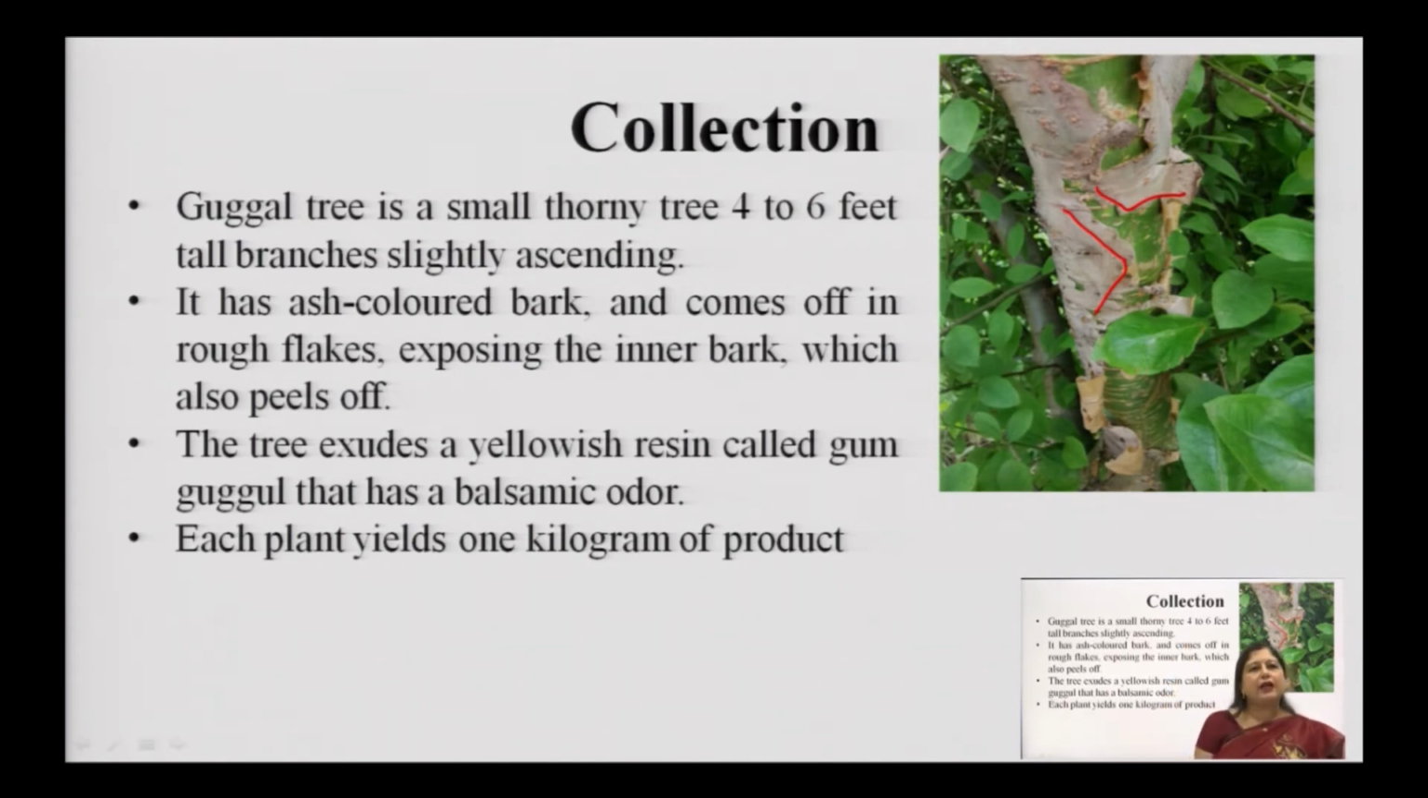It has ash colored bark which comes off as rough flakes, like how the skin of an onion gets removed; the same way the skin is removed from this tree also. And it exposes the inner bark. Inner bark is green in color, which again peels off, on a yearly basis. The internal green will again become ash colored and get removed. The tree itself starts exuding this Guggul, a yellowish colored resin with a balsamic odor, and each plant yields about 1 kg of the product, and it is also very expensive.